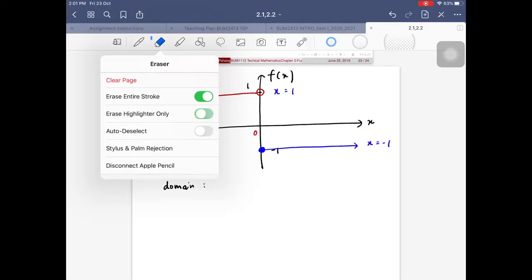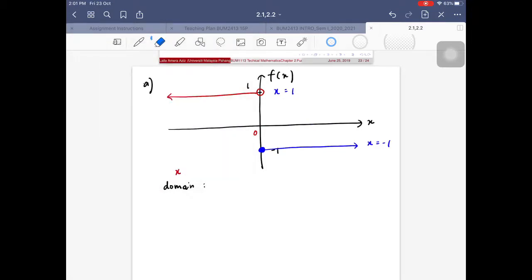Let me erase this highlighter, okay, and get back to that. Therefore, all values are covered along the x-axis. Even though we have a hole here, where one is not covered, the other one is covered, so we consider that the value of x is being covered. Therefore, my domain is going to be all values of x. I can write it either from negative infinity to infinity, or I can write that x is a subset of all real numbers.